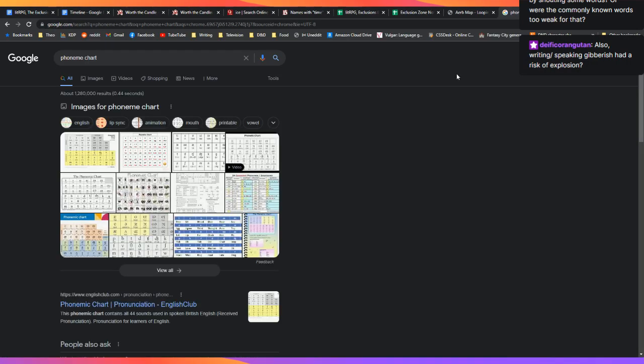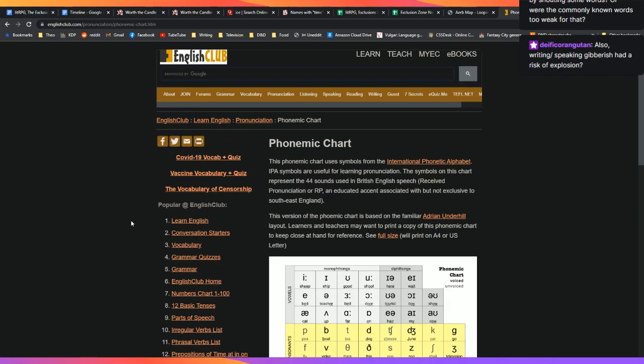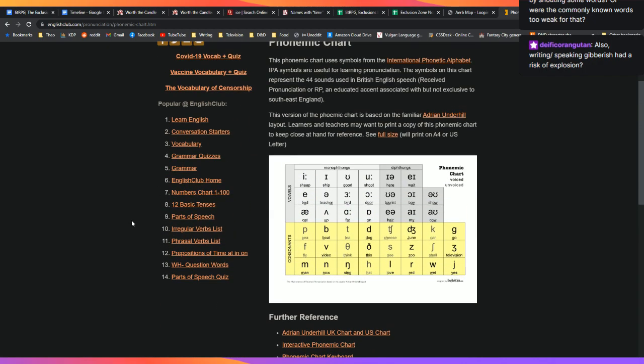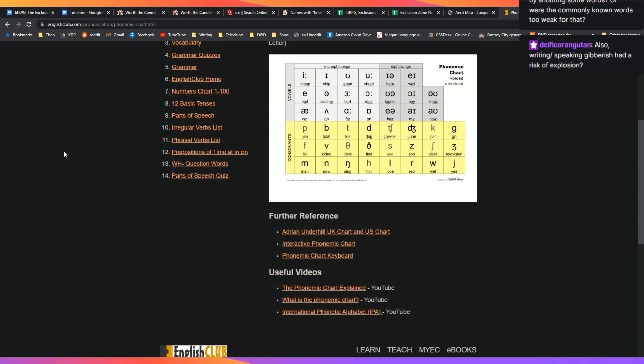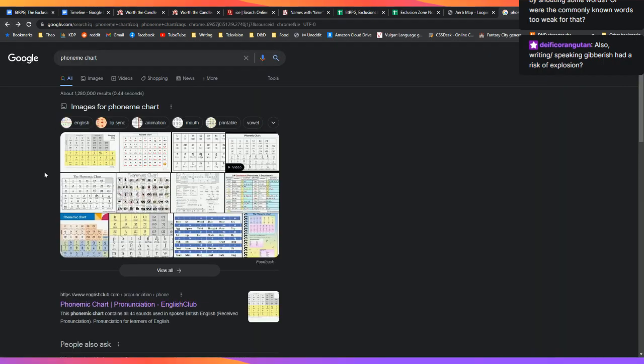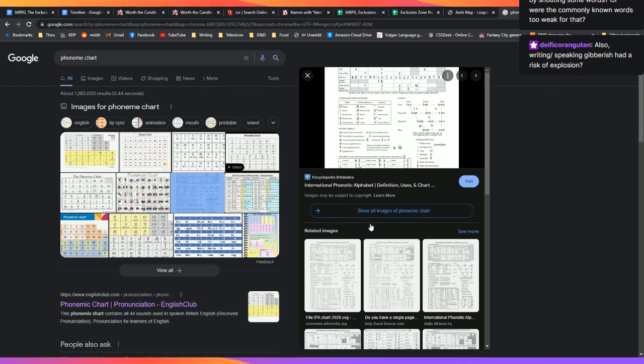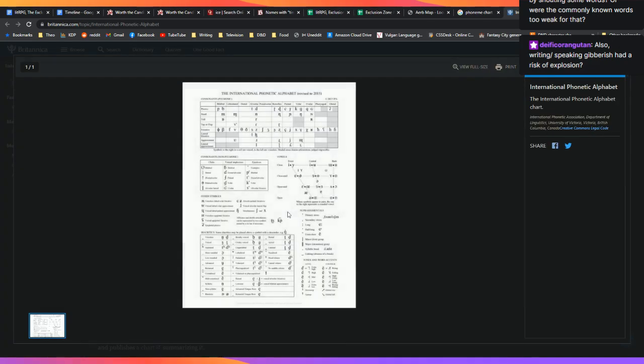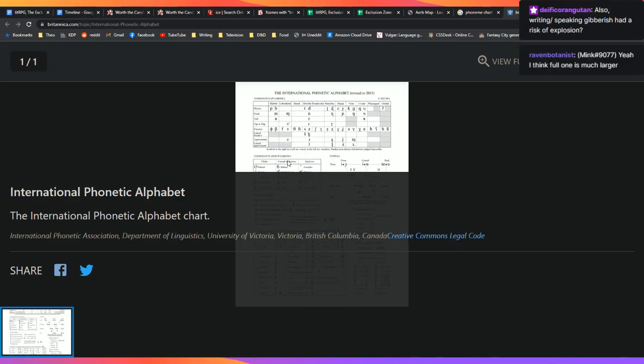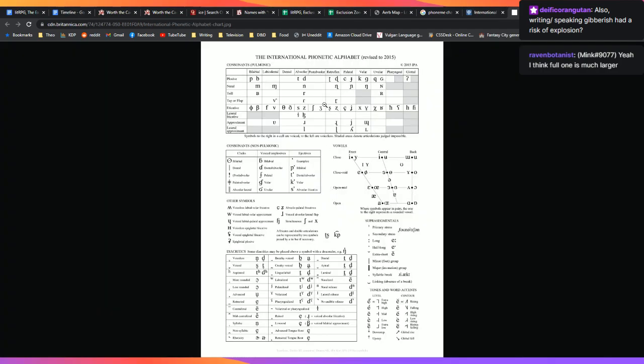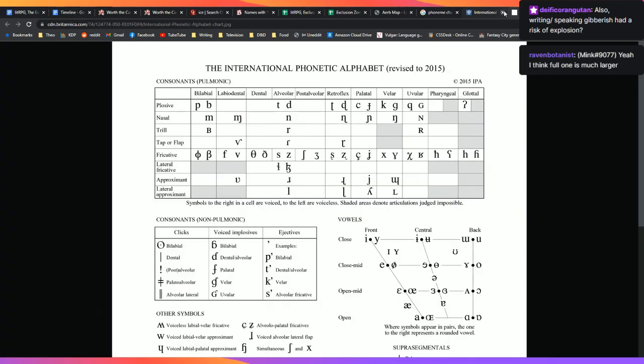Phoneme chart. This is a phoneme chart here, used by the IPA. This is just British English. I want the full chart. No, show me the real chart. This. Oh my god, okay. Yes, this is a phoneme chart. Should make it larger. So this is the phoneme chart.